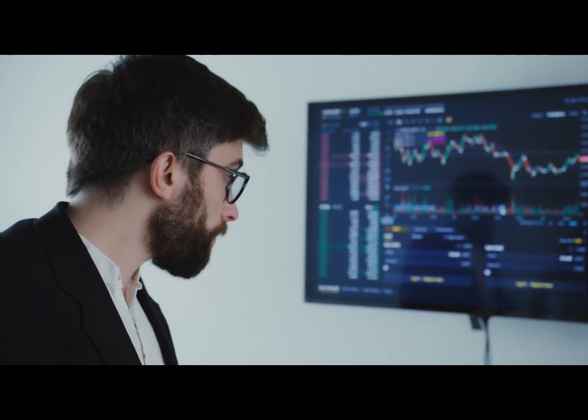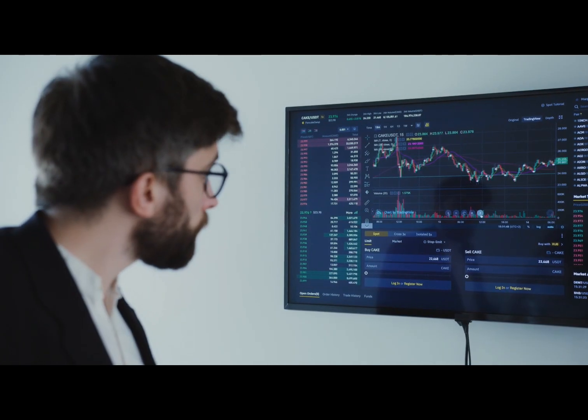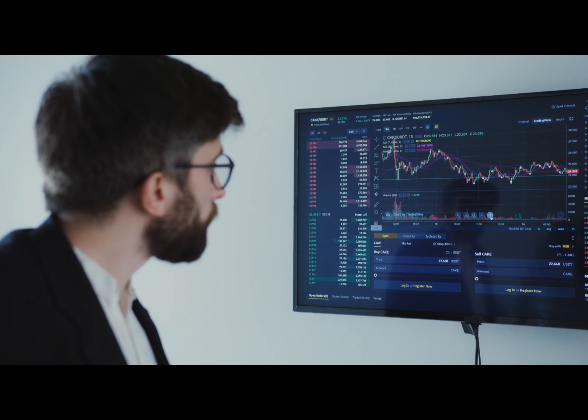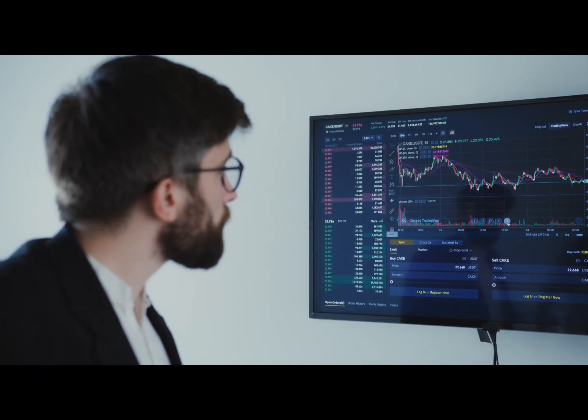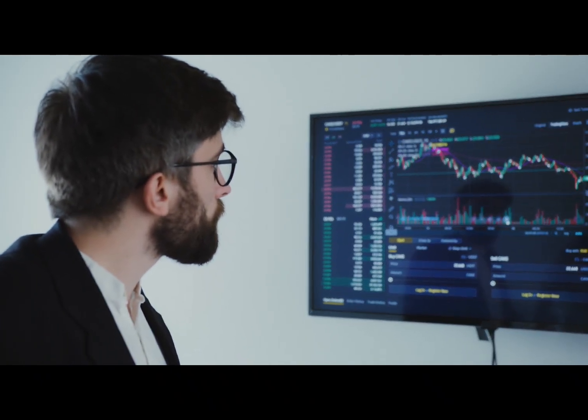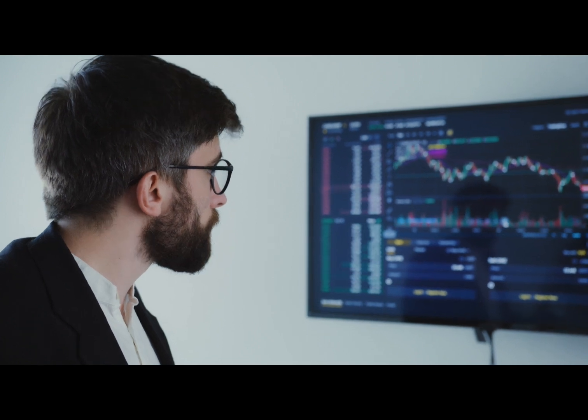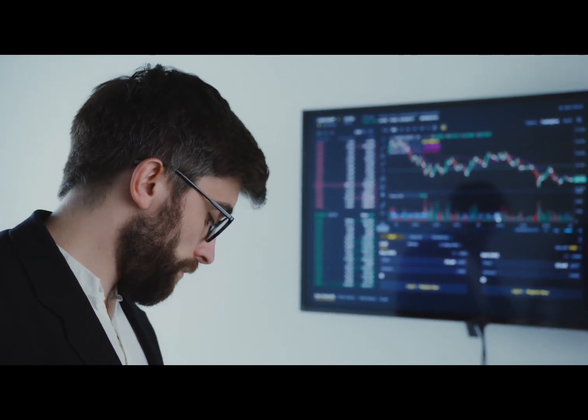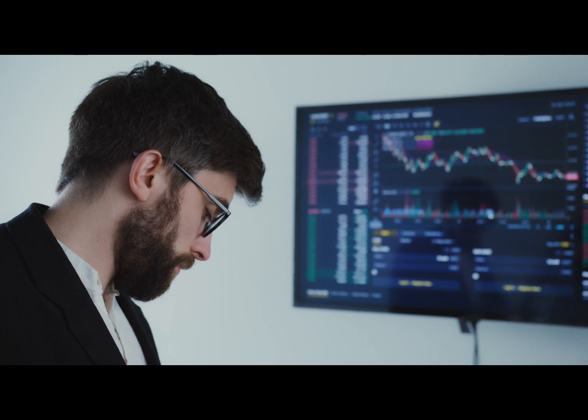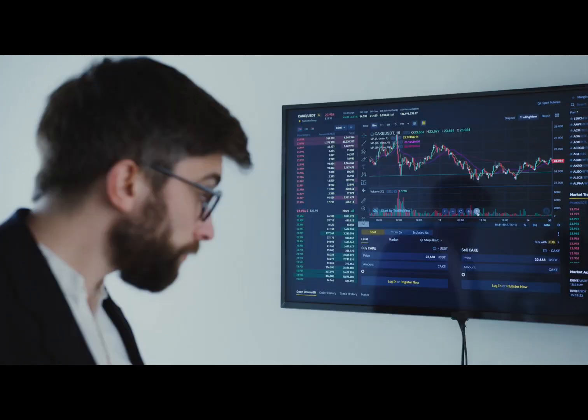Newsfeed. Stay updated with real-time market news and analysis to make informed trading decisions. Customizable layouts. Personalize your trading workspace by arranging and saving preferred chart layouts. Order management. OANDA WEB supports various order types, including market, limit, stop-loss, and trailing stop orders.